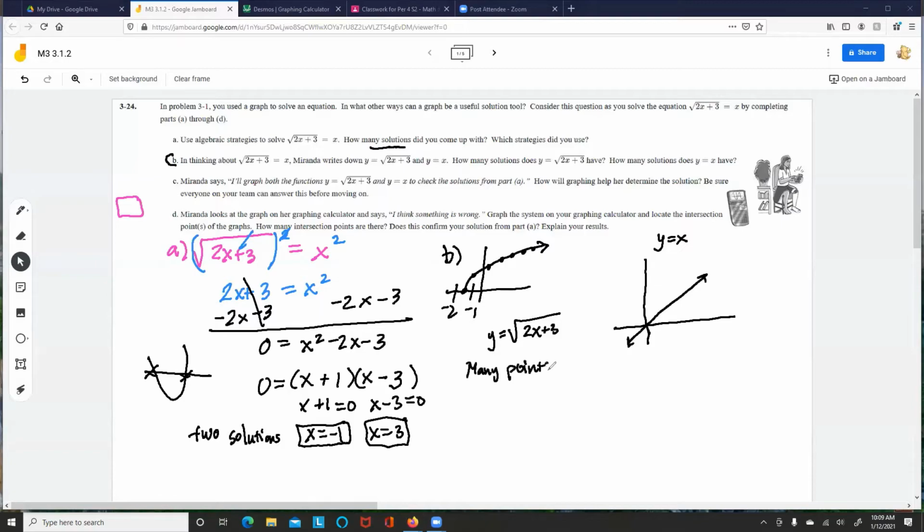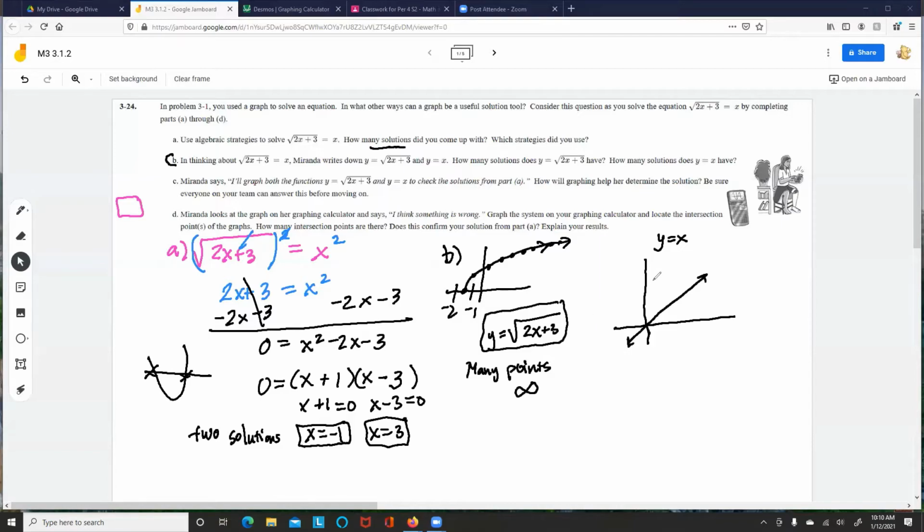Many points. Infinite. There are many points on this graph. Here's a bunch: 1, 2, 3, 4, 5, 6, 7. And since the graph goes on forever, I could keep making points on this graph. So there are an infinite amount of points on this equation, so there are an infinite amount of solutions.